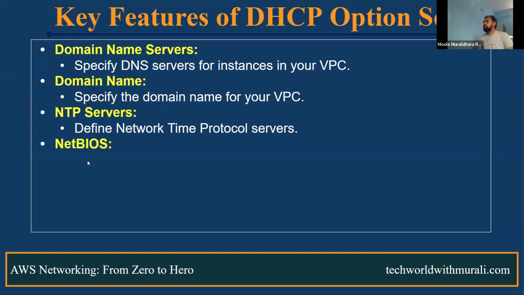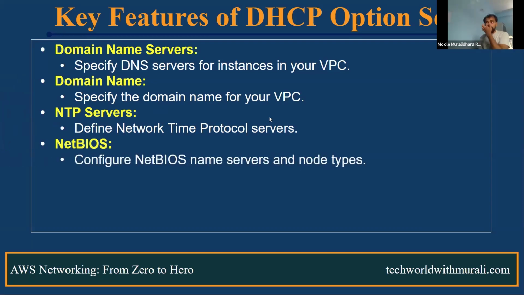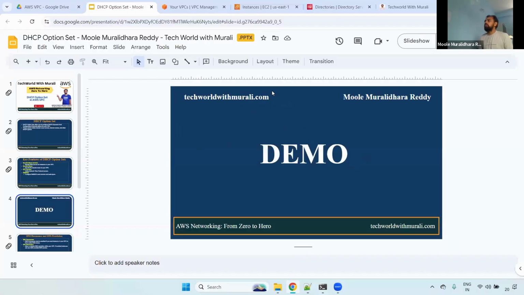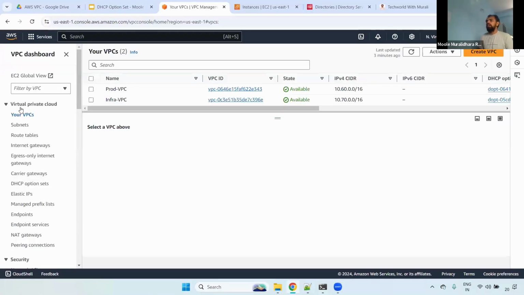And also we have NetBIOS. If you create that directory service, right? So here the specific NetBIOS name servers and node types will be declared. Okay. Let's see the demo so that you will get some idea. For that, go to the VPC. Okay. Here you can see that we have two VPCs, prod VPC and infra VPC.